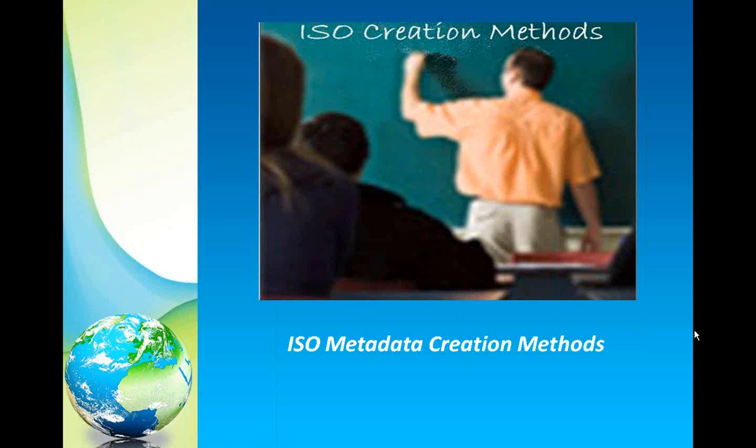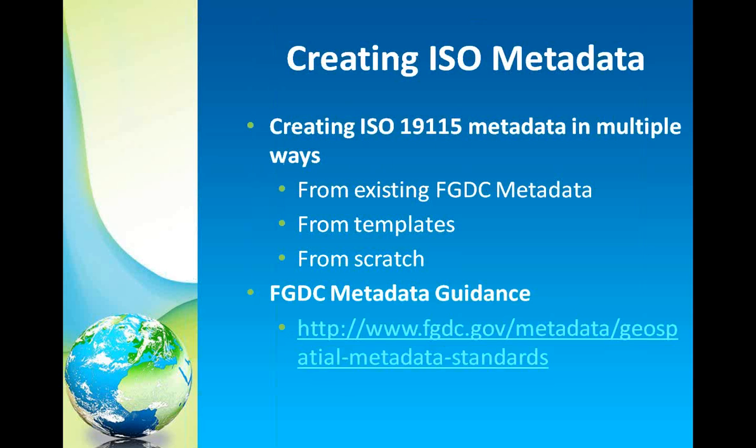All right, so now we're going to go into different creation methods. We talked about tips for writing quality metadata, so now let's go into actually writing it. You can create ISO metadata either from a template, or from scratch, or from a transform. Again, multiple ways. You can transform from existing FGDC metadata or some other existing metadata.